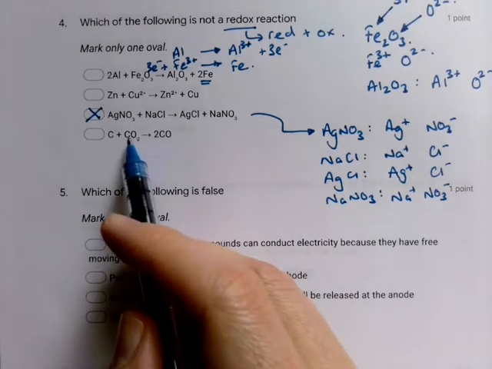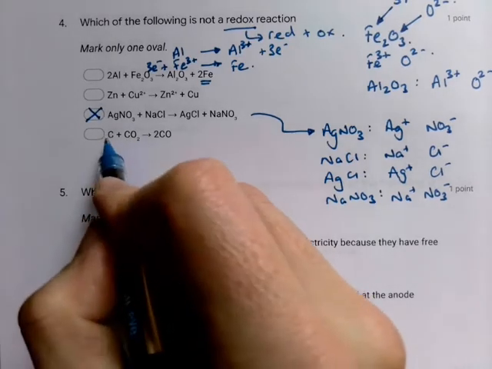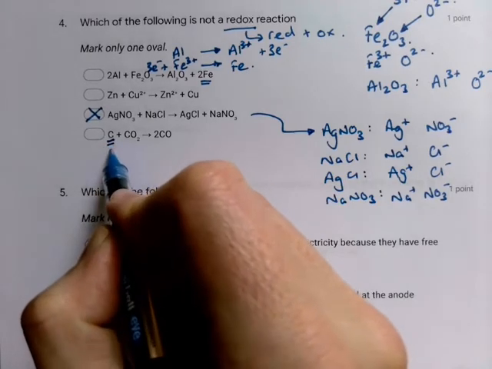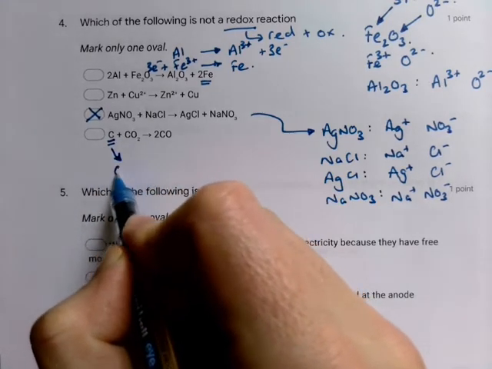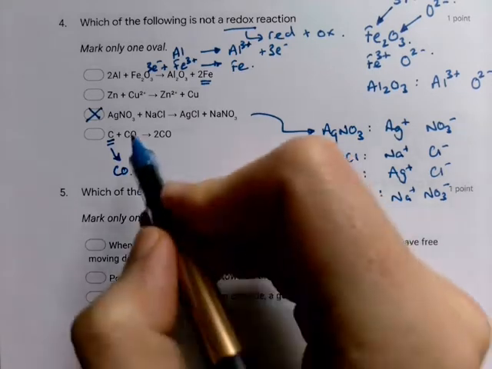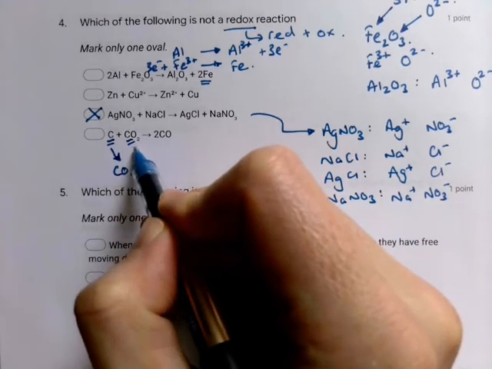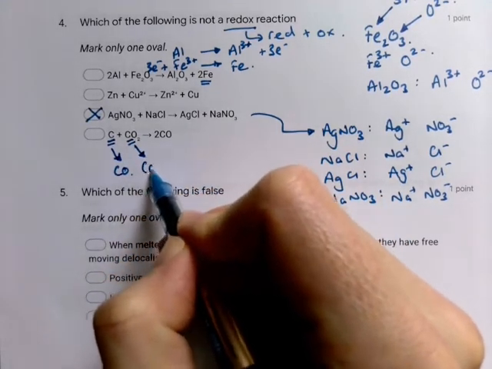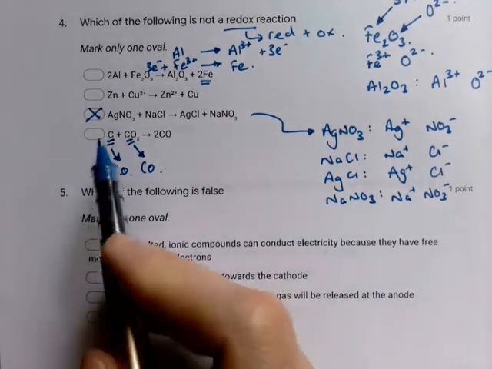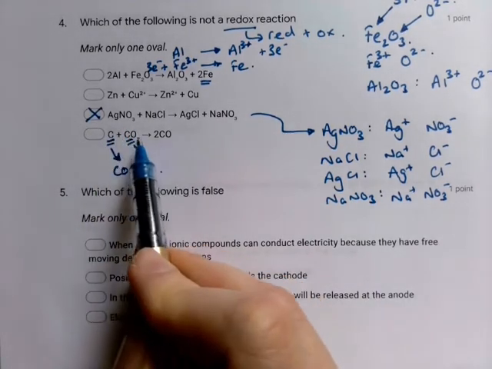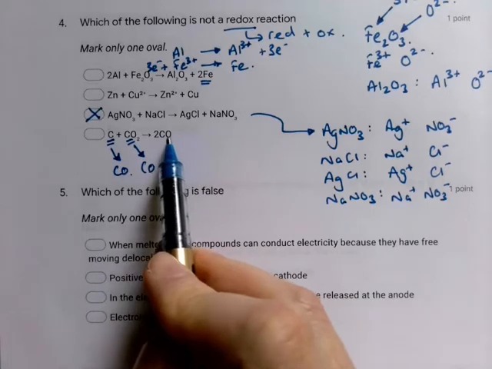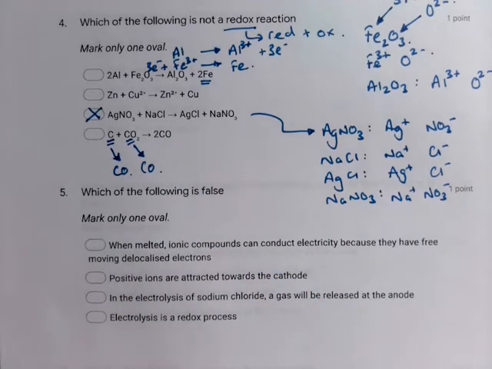Now this one here is interesting because this carbon atom gains oxygen to form CO. This carbon dioxide loses oxygen to form CO. So you can see I've got carbon adding an oxygen to make CO, and I've got carbon dioxide losing an oxygen to form CO. So it is a redox reaction.